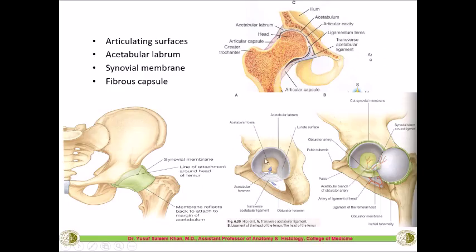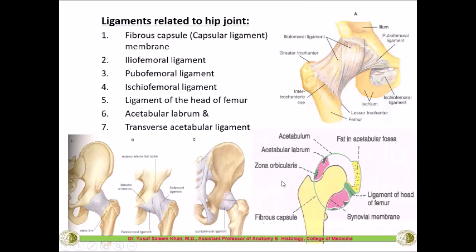So if you can see here, I said this is the lunate surface. Here this is called the acetabular notch. This notch is converted into a foramen called the acetabular foramen by the presence of a ligament. This is called the transverse acetabular ligament. So this ligament also helps in the stability of the joint, but to a lesser extent.